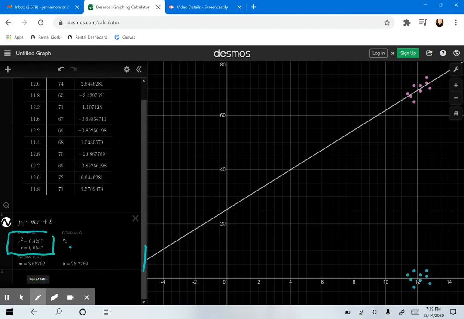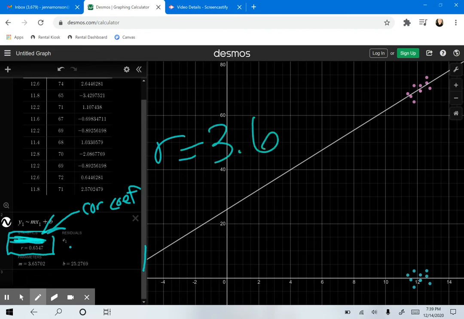Now you'll notice there's an R and there's an R squared. What we are looking at is just R, right? The correlation coefficient is R. Okay, so the R here, to write this a little bigger, is 3.6. We'll round it to the nearest hundredth. Wow, looking at the slope there. I was like, that is not right. R only goes up to 1. Okay, the R was 0.65.